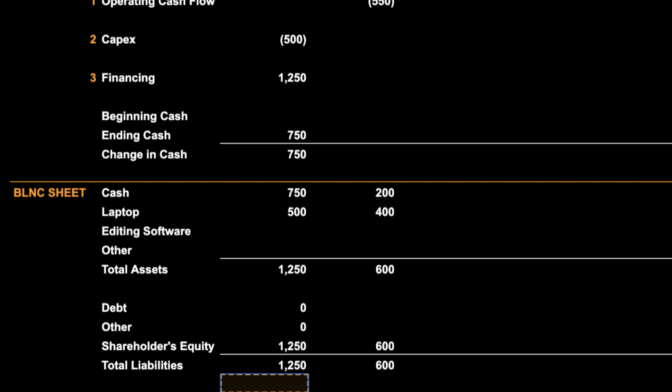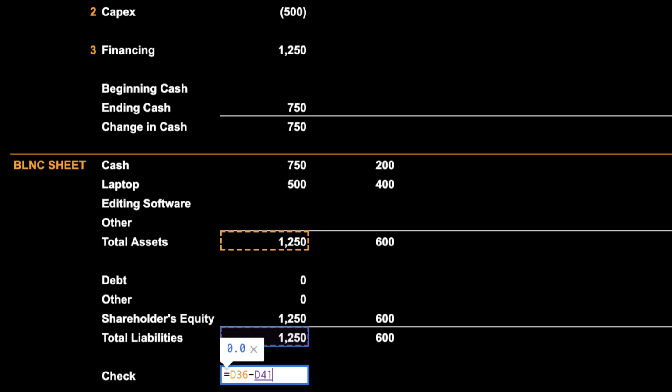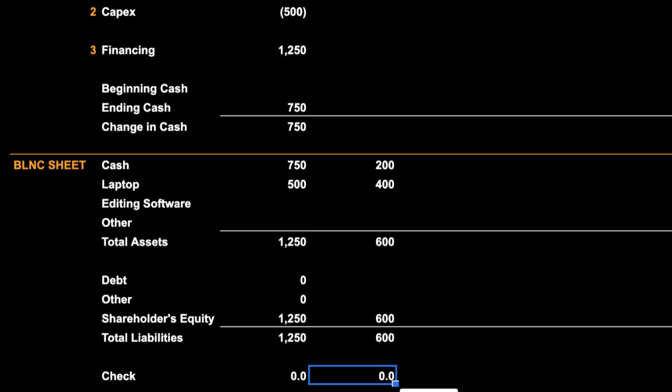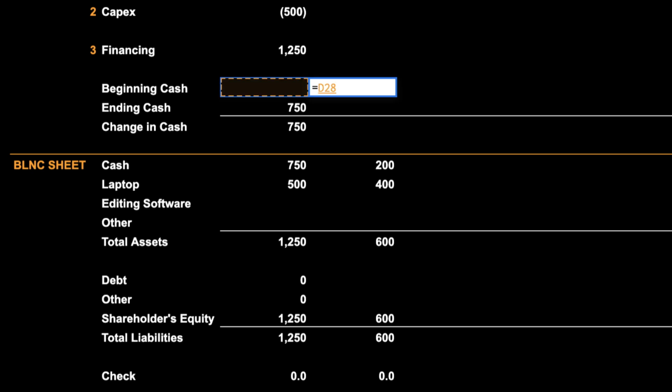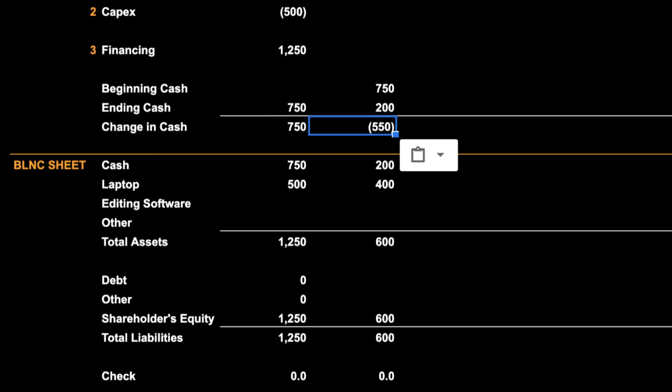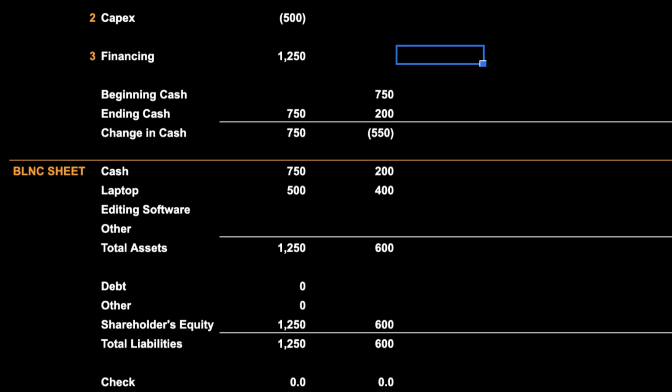By the way, I like to do a check just to make sure that the assets and the liabilities total. And the balance sheet always balances. Doesn't matter if it's a small company or a large company. You can go look and check at any company. The balance sheet will balance. So let's also update our change in cash here. We basically started with $750 in cash. We ended the year with $200 in cash, and our change in cash was $550. Let's see if that matches what we have on the balance sheet. It does. Okay, so everything looks good. So let's go to our next year.